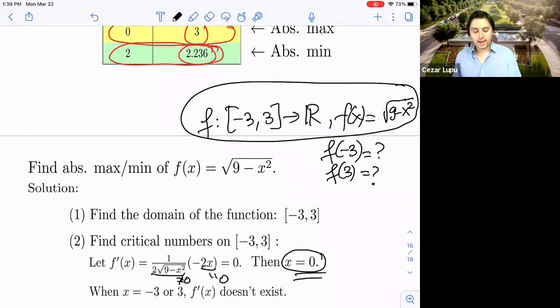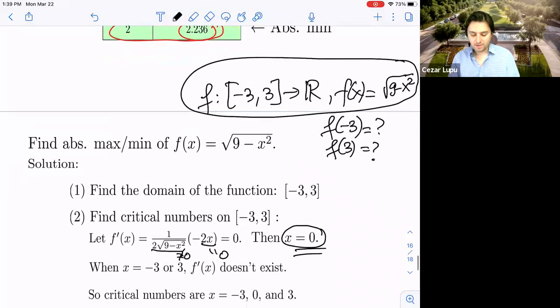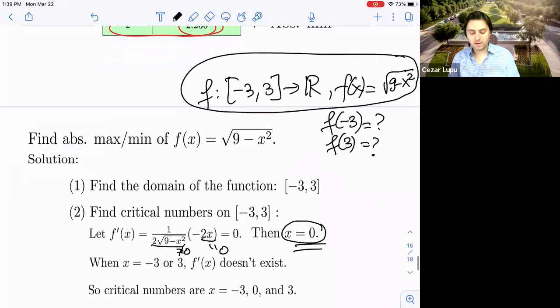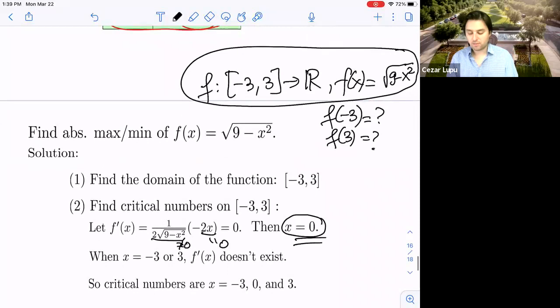So when x equals -3 or 3, f prime does not exist. You see the bottom is 0. So I have that 9 minus x squared is 0. So the fraction doesn't exist. All right. So the critical numbers are -3, 0, and 3. And now we would like to evaluate the function at these 3 points.